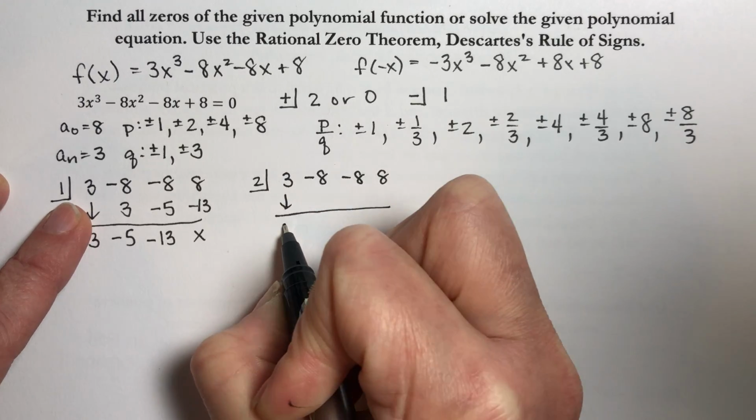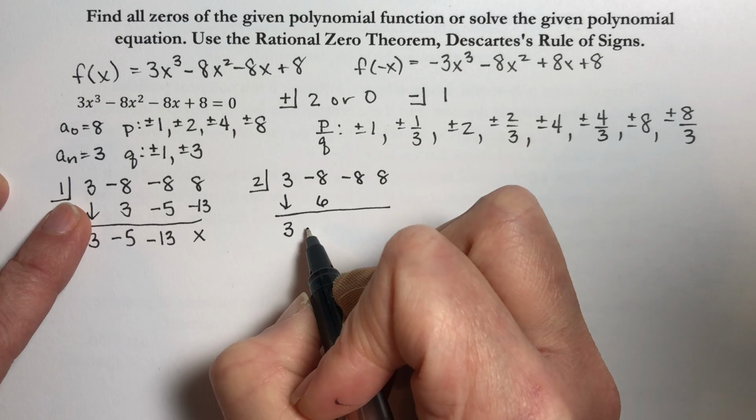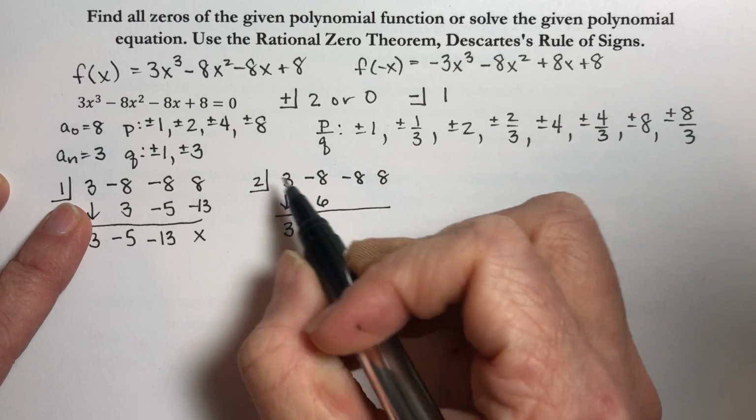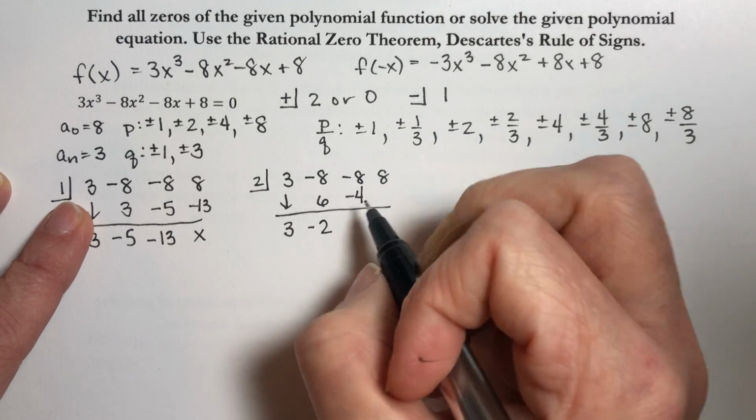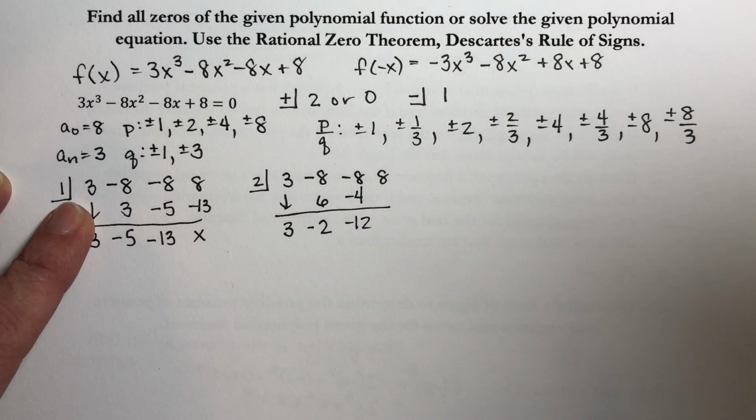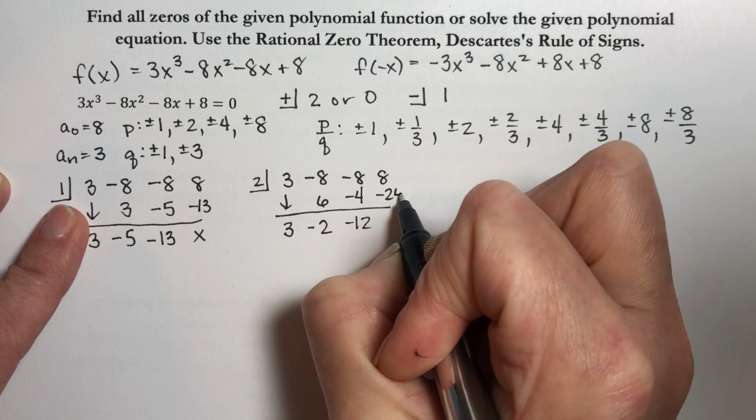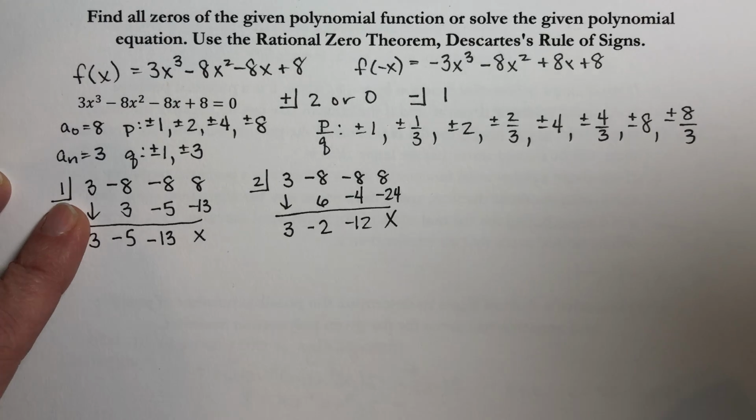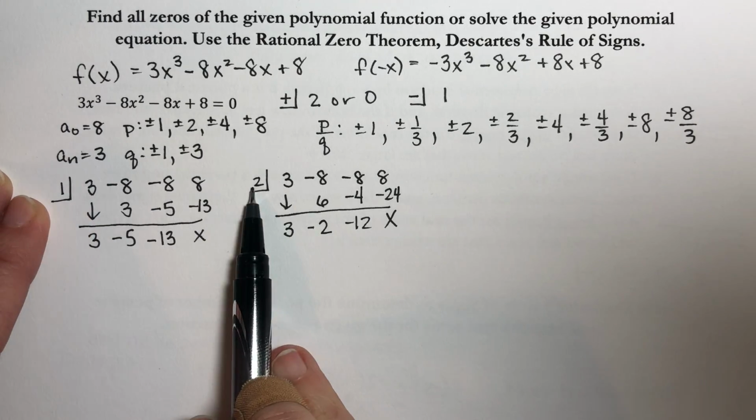Bring down the 3, multiply to get a 6, add for -2. Multiply, -4, add -12, and I don't have the same sign, so I know 2 is not an upper bound. Multiply one more time, and you get -24, and that does not give you a 0 there. So far, I have eliminated 1, and I have eliminated 2.